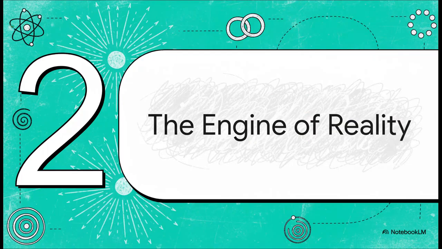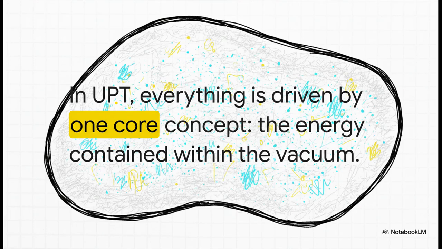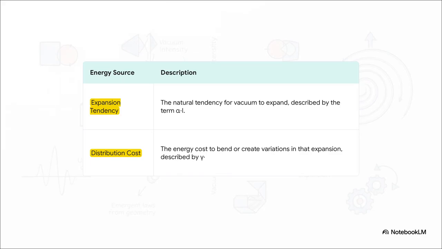So we've got the building blocks, but what actually makes them do anything? What's the engine that drives reality in this model? Let's take a look. The entire dynamic of the UPT universe, everything that happens, is governed by a very specific definition of energy. It all comes down to the energy that's just sitting there in the vacuum and how that energy wants to behave. And this energy has two main parts, and they're actually pretty simple.